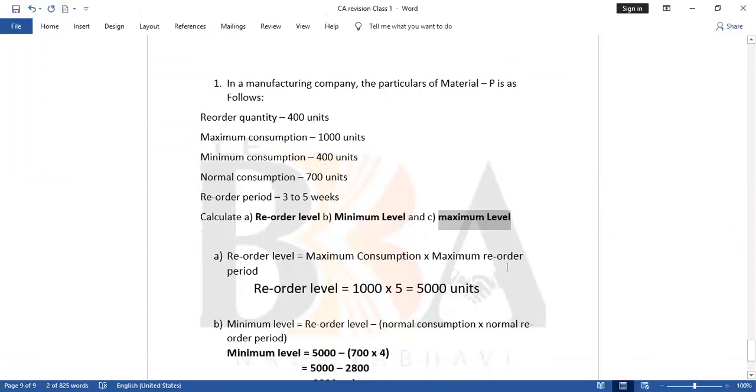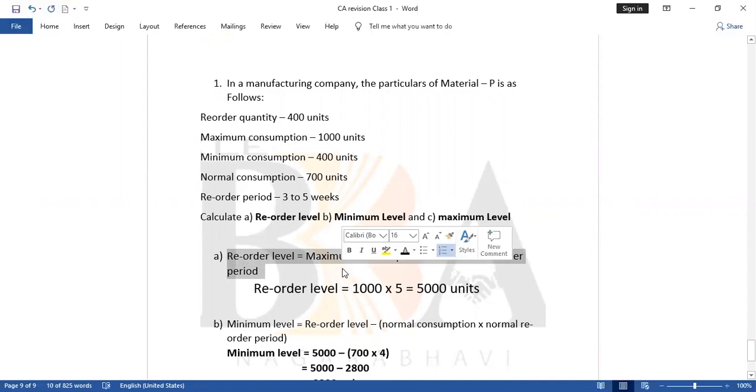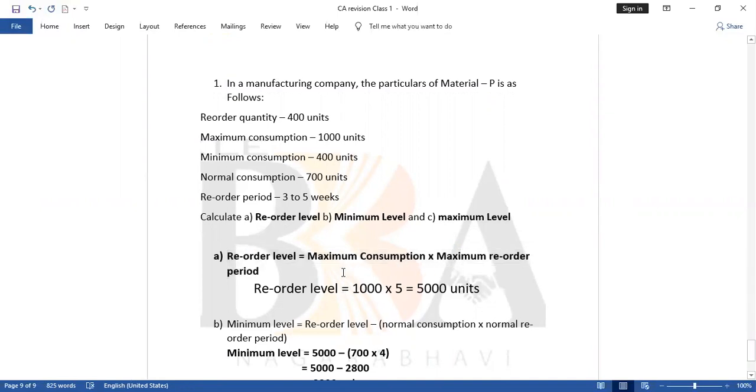So it is a very easy problem. It is asked in your section B for 6 marks. You have formulas to calculate the reorder level, minimum stock level, and maximum stock level. Firstly, starting off with the reorder level, the formula is maximum consumption multiplied by maximum reorder period, and you get your reorder level.